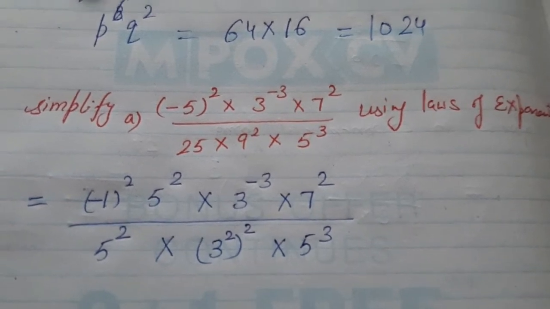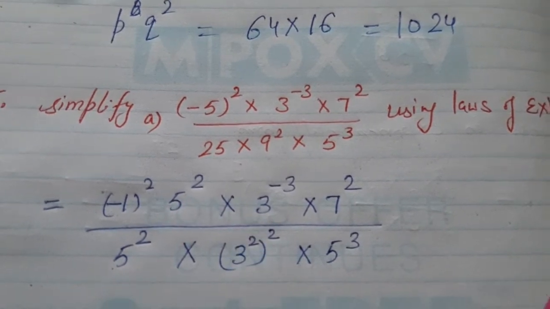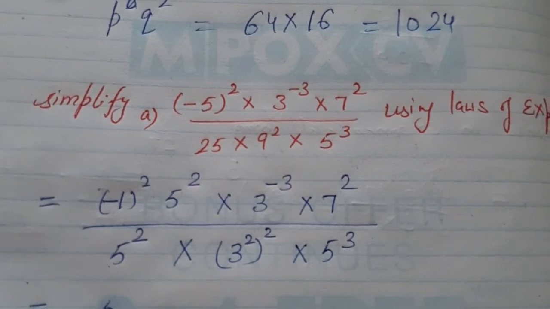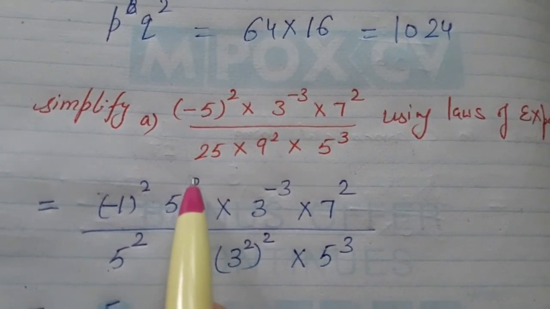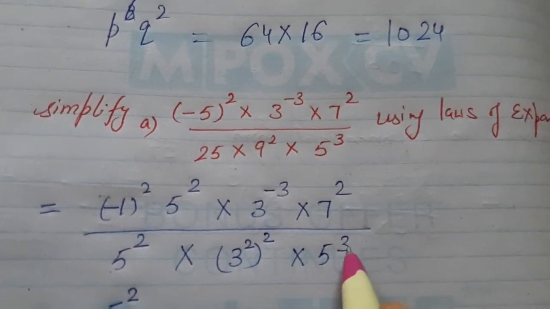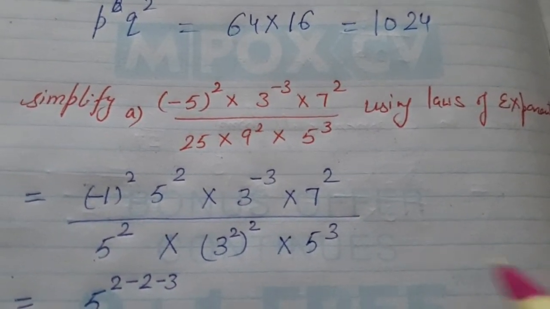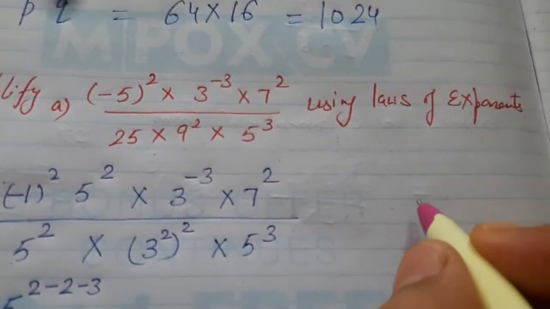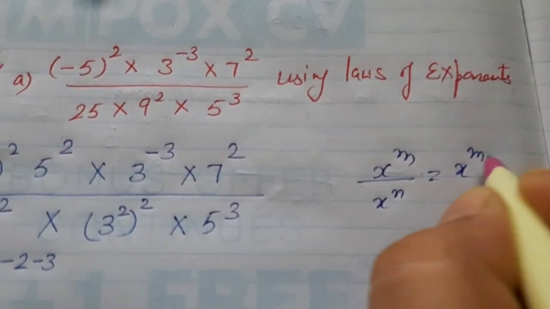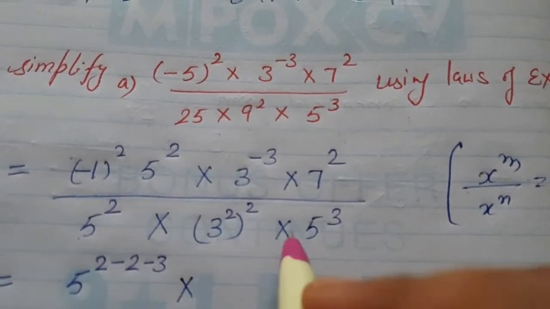Now we will cancel out these two terms by using the law, or directly we can use the law as minus 1 square. It will become positive. Now 5 raised to power here is 2, and in denominator we have 2 and 3. So it can be written as minus 2 minus 3 by using the law. We have used the law here, x raised to power m upon x raised to power n is equal to x raised to power m minus n. This one that we have used here, multiplied by.